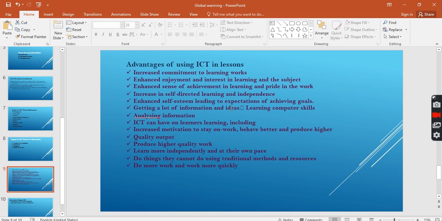Analyzing the effect ICT can have on learners' learning, including increased motivation to stay on work, behave better, and produce higher quality work, learn more independently and at their own pace, do things they cannot do using traditional methods and resources, and do more work and work more quickly. These are some advantages of using ICT in lessons.